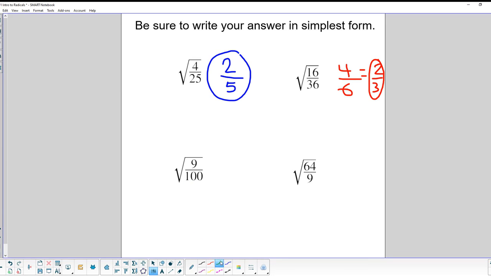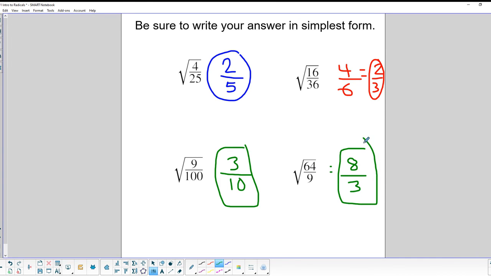This one, 9 over 100. The square root of 9 is 3. The square root of 100 is 10, at least the positive version of those square roots. And then the last one, the square root of 64, well, the square root of 64 is just 8. The square root of 9 is 3. So on that last one, you'd get 8/3.